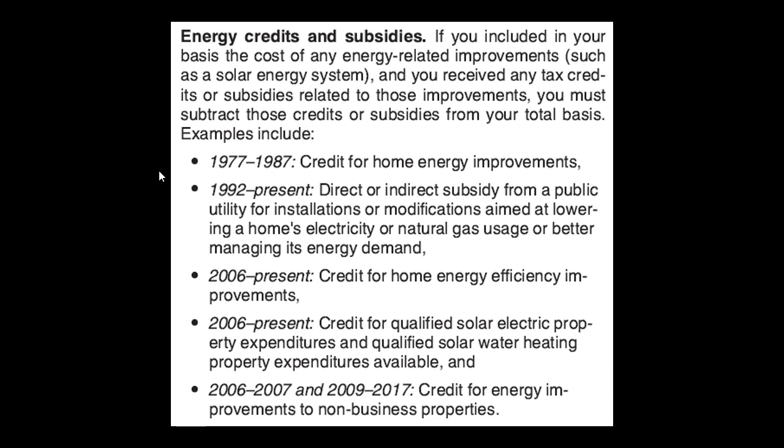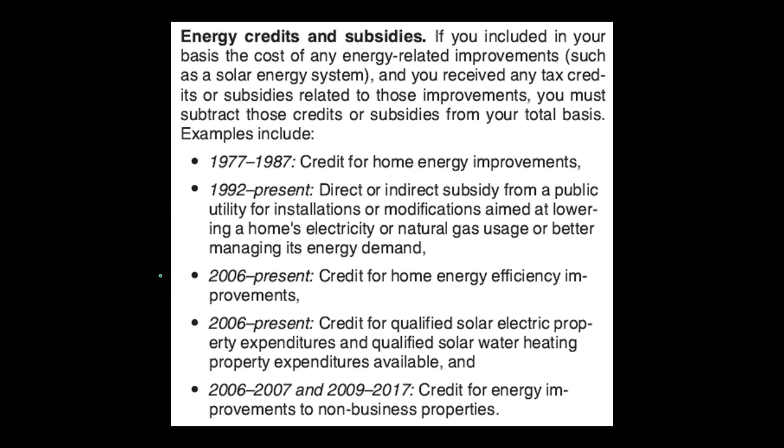In 1977 through 1987, credit for home energy improvements was there. So if we had an improvement there, we might have got a credit, and we'd have to take a look at that and maybe adjust for that. In 1992 to the present, direct and indirect subsidy for a public utility for installation or modification aimed at lowering a home's electricity or natural gas usage or better management of its energy demand.